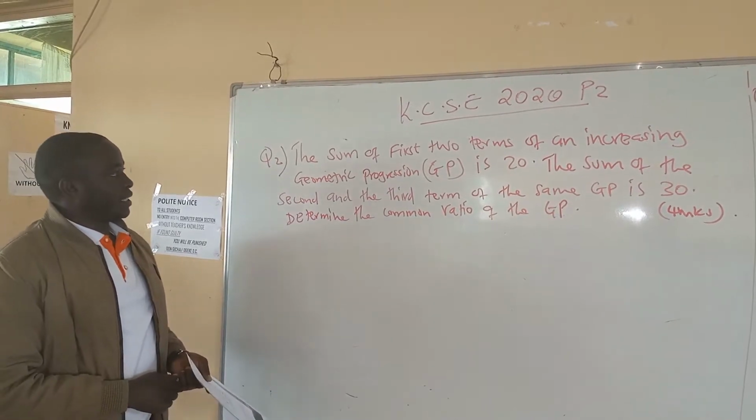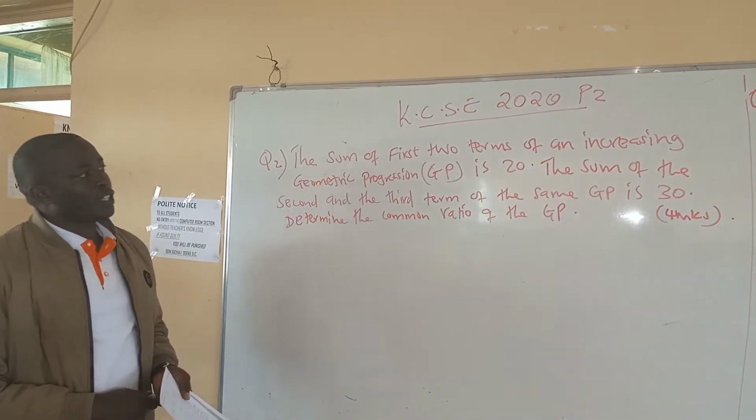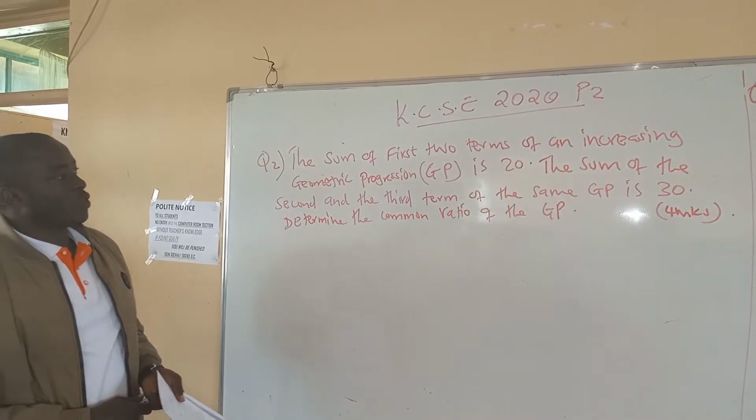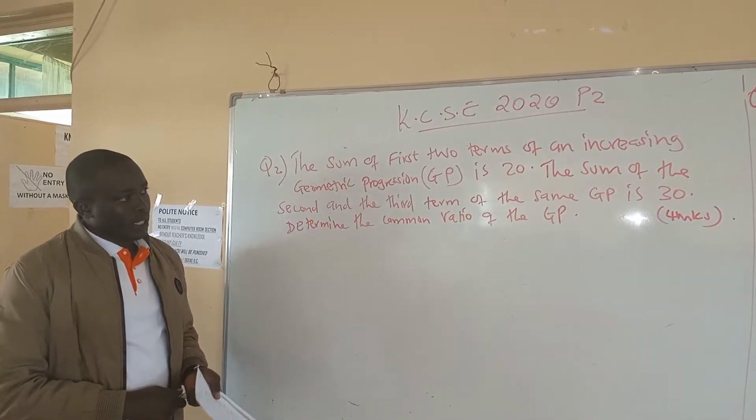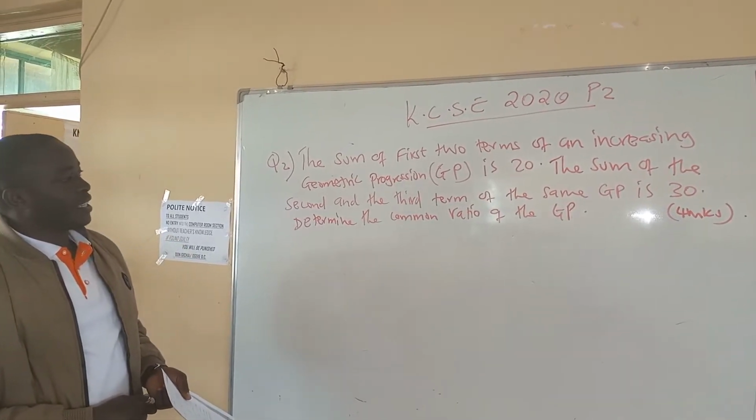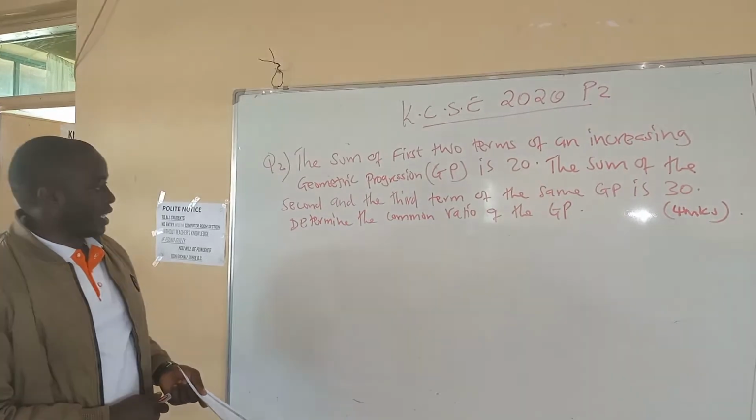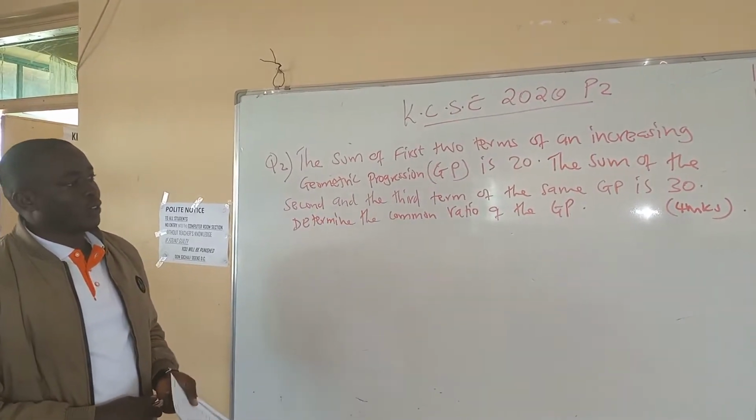The question reads: the sum of the first two terms of an increasing geometric progression is 20. The sum of the second and the third term of the same GP is 30. Determine the common ratio of the GP.